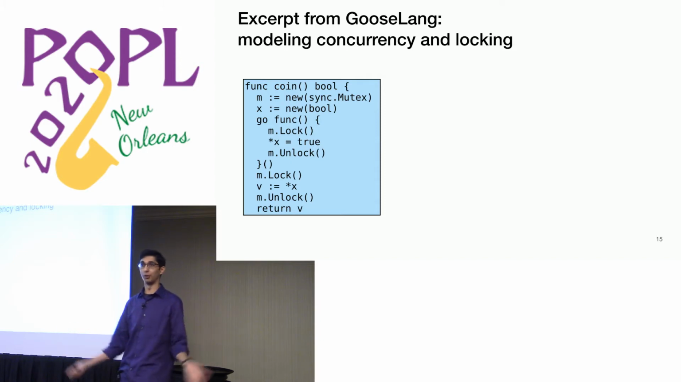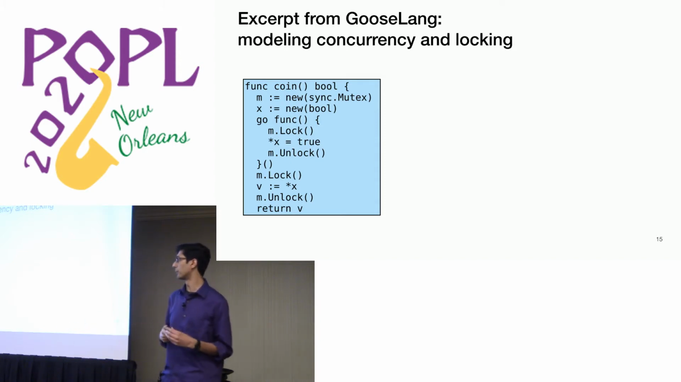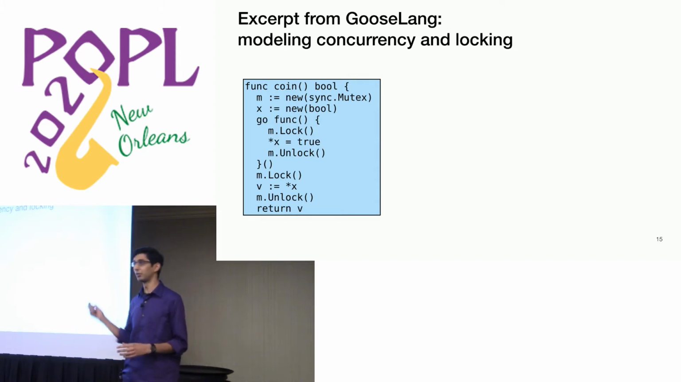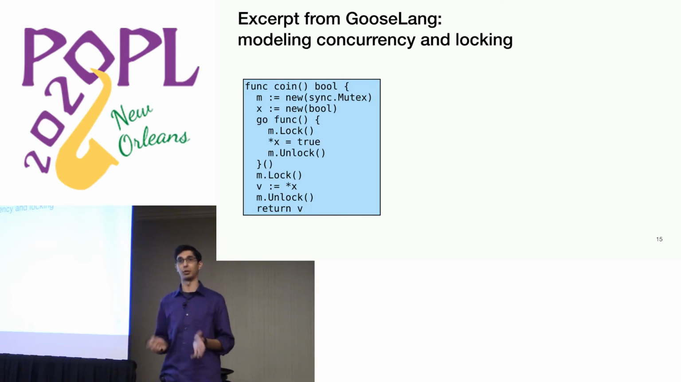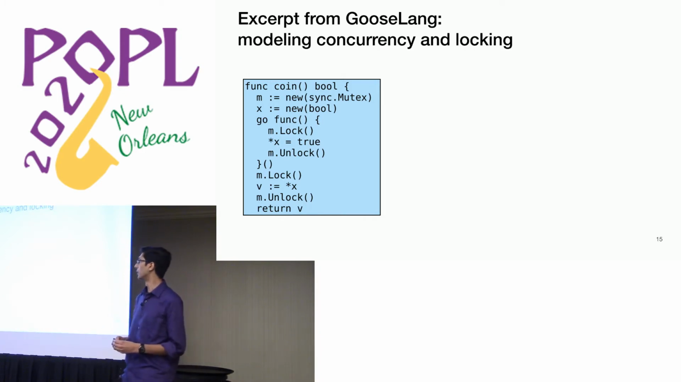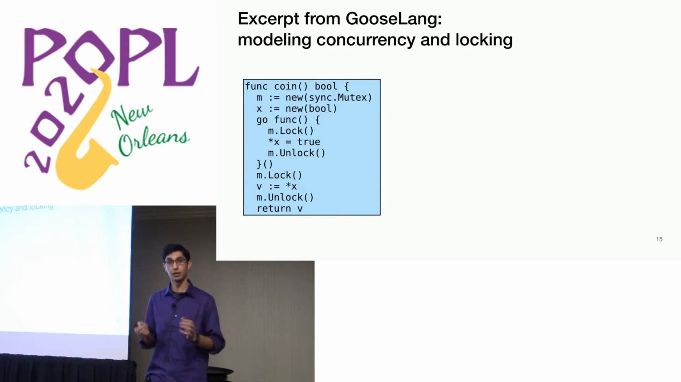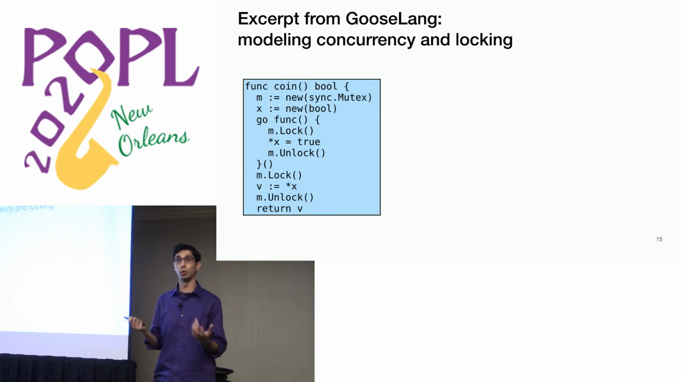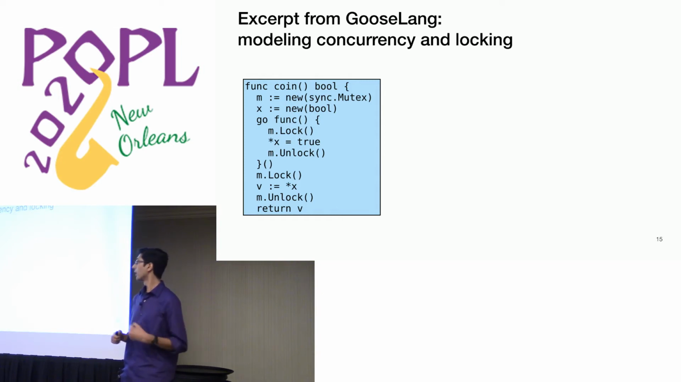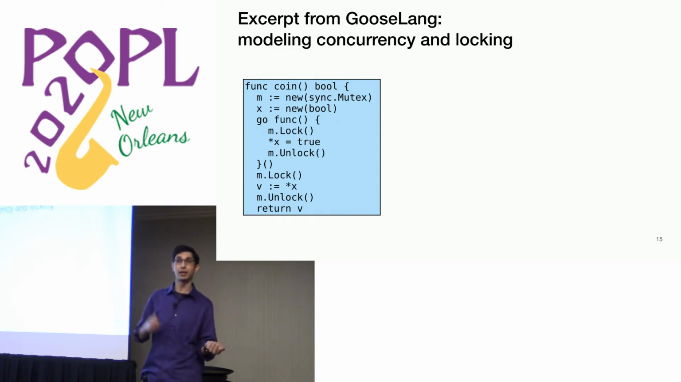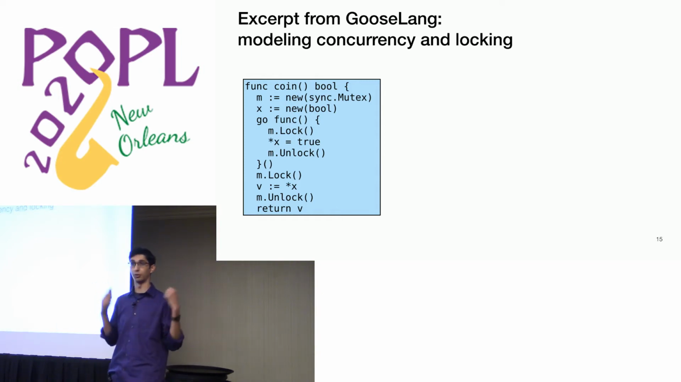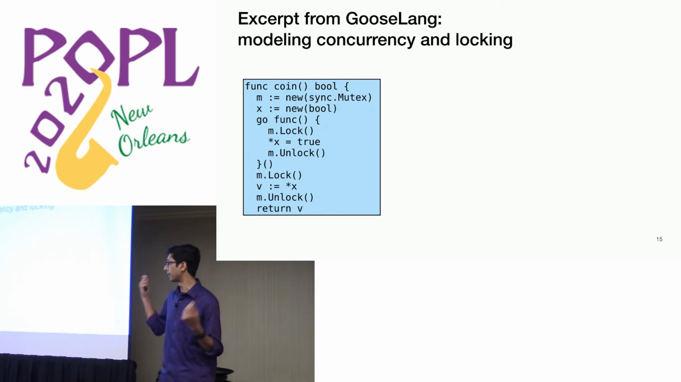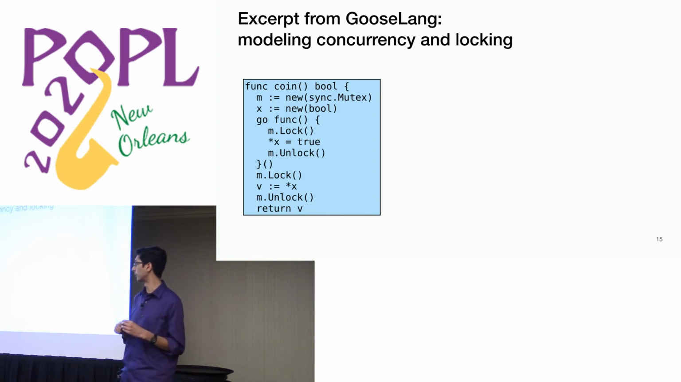So concurrency is the more interesting aspect of GooseLang. Here's an example of a concurrent program. This is sort of a translation of the non-deterministic coin example from Iris, except that we're using a lock to protect it. What the example does is it allocates this reference x to a bool. That bool starts out false. And then we race between reading it and writing true to it and then return the final value. And this is going to produce true or false non-deterministically.